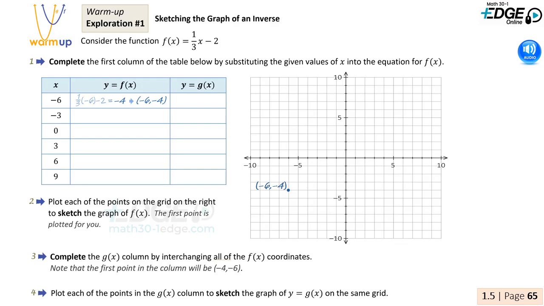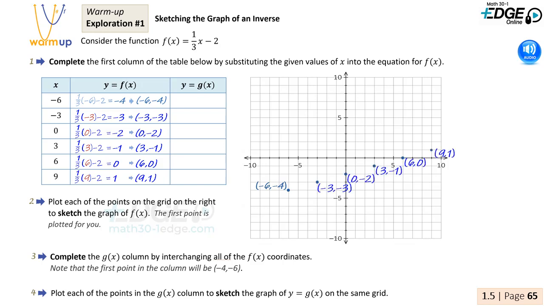In our first warm-up, we'll explore the relationship between the graph of a linear function and the graph of its inverse. We're given f of x equal to 1/3 x minus 2. Let's use the 6 x values given to generate some corresponding y values. As expected, the points generate a linear function with a slope of 1/3 and a y-intercept of -2.